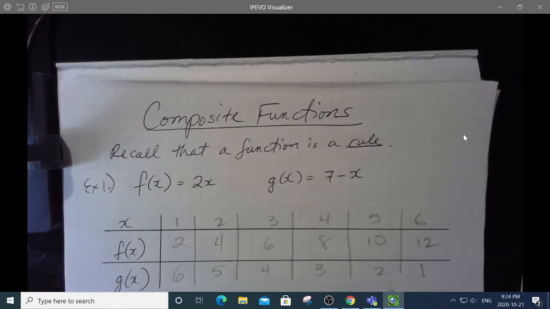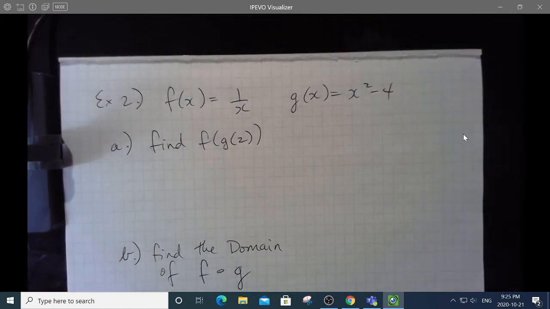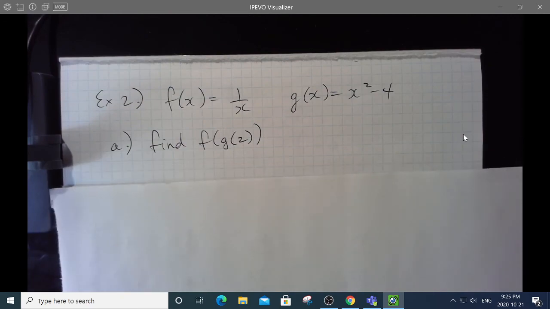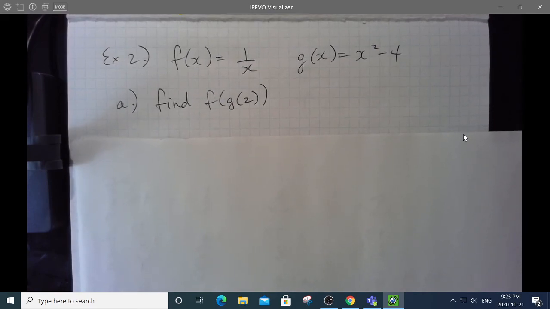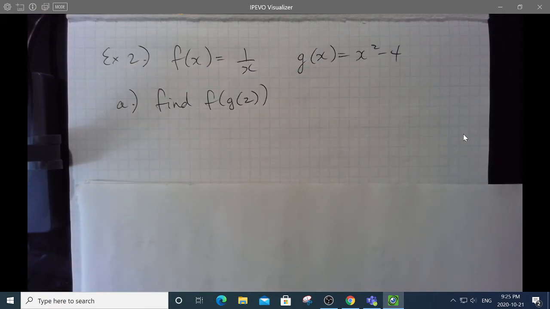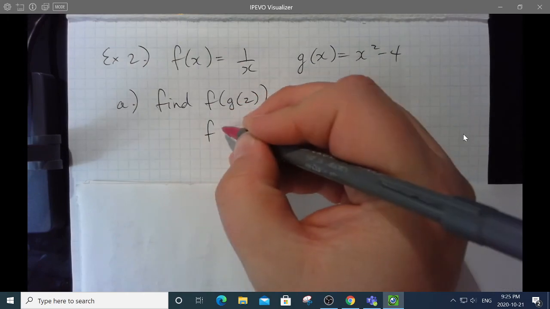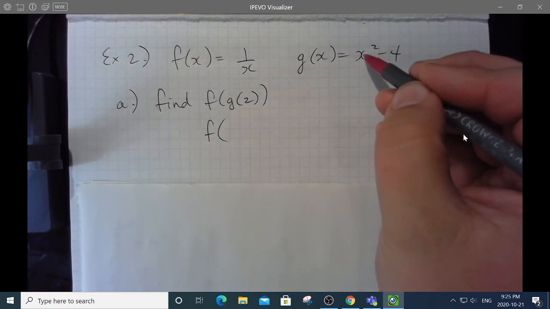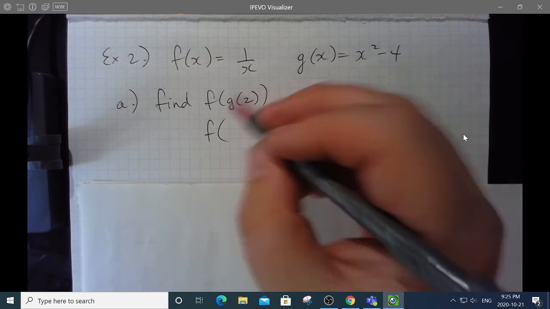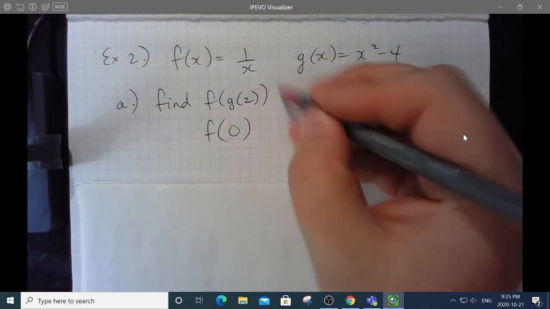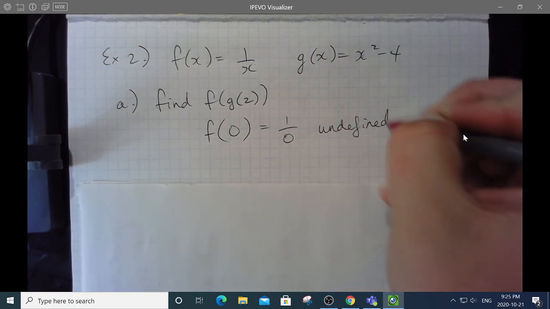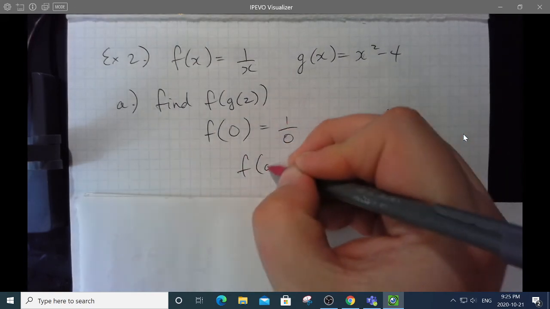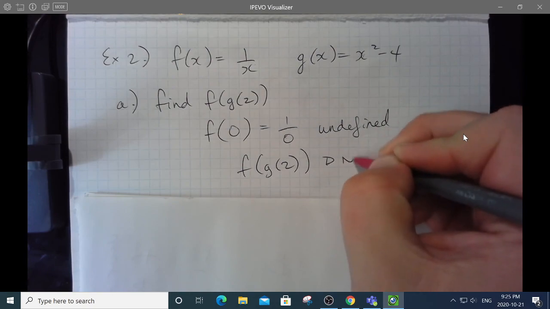Okay, back to new examples. We're done that one. That's enough of the your turns for now. New example. f of x is equal to 1 over x. g of x is equal to x squared minus 4. Find f of g of 2. All right, let's try that together. Well, g of 2 is plugging a 2 into here. 2 times 2 is 4. 4 minus 4 is 0. And f of 0 is 1 over 0, which is, aha, undefined. So once again, f of g of 2 does not exist.